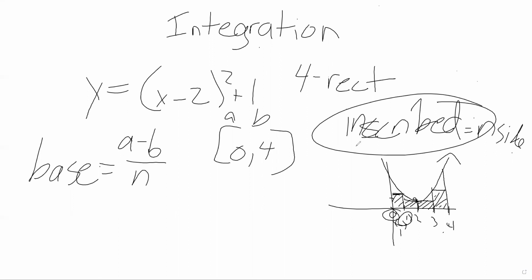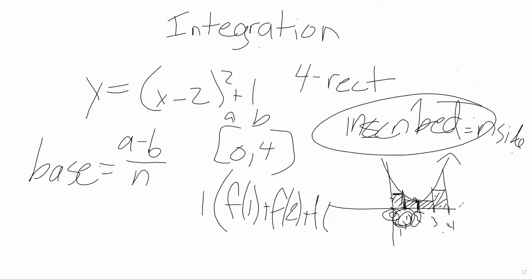So now what we can do is use that base length. We can do 1, or we can find the area of each rectangle individually. We can do 1, pull that out, times f of 1 because we went up from this side, so f of 1 plus f of 2 plus f of 2 again plus f of 3.